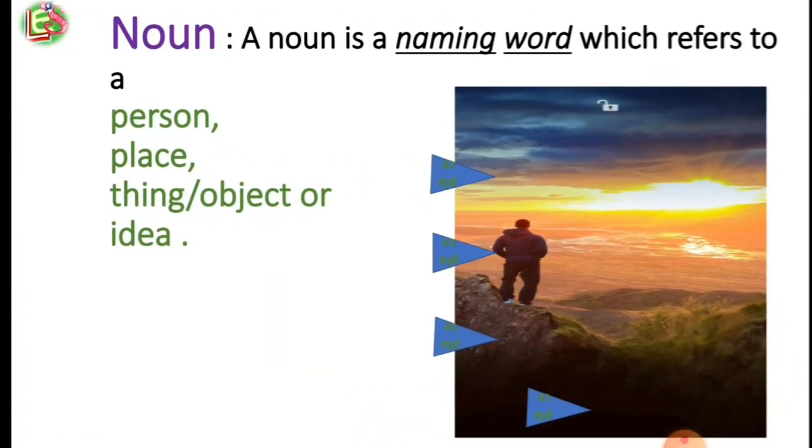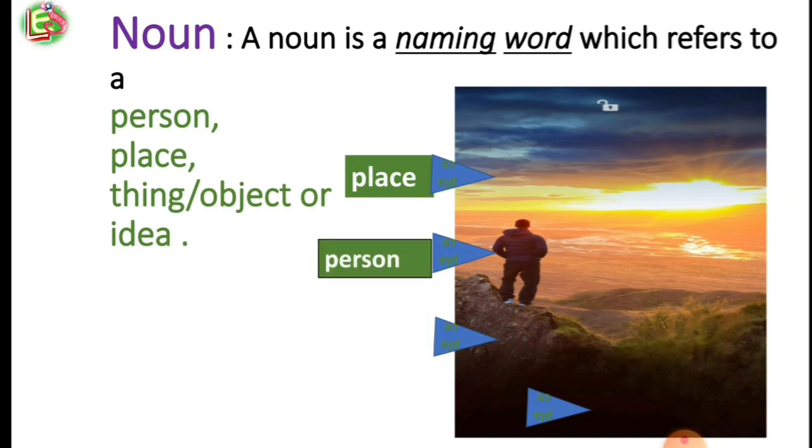Students, as we have seen earlier in our previous video, which is based on parts of speech, that noun is a naming word which refers to a person, a place, thing, object, or an idea. If you observe the picture, a particular place is seen in the picture. One person is observing the beauty of the nature.